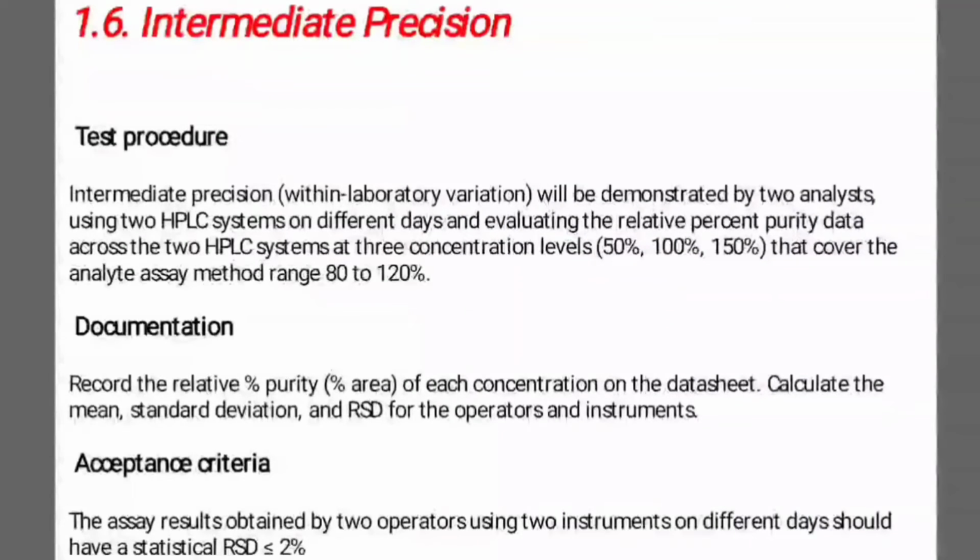Documentation. Record the relative purity, relative percent, purity percent, percent area and each concentration on the datasheet. Calculate the mean, standard deviation and RSD for the operators and instruments. Acceptance criteria. The assay result obtained by two operators using two instruments on different days should have a statistical data.